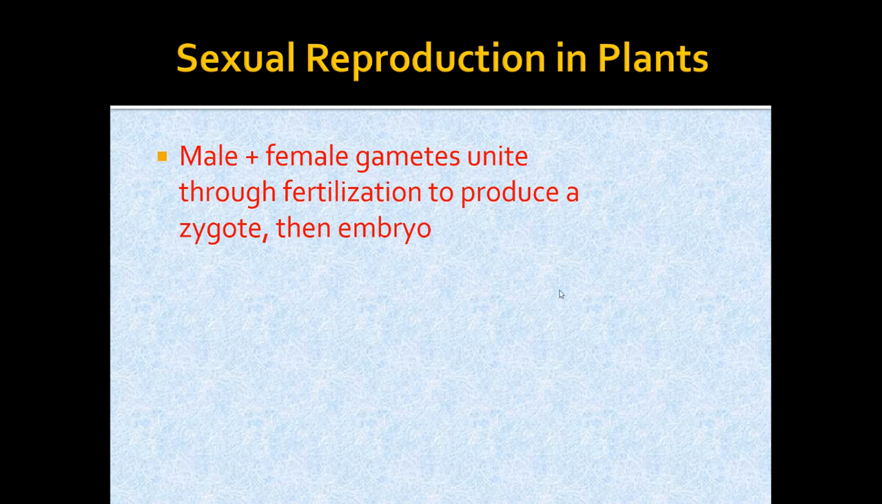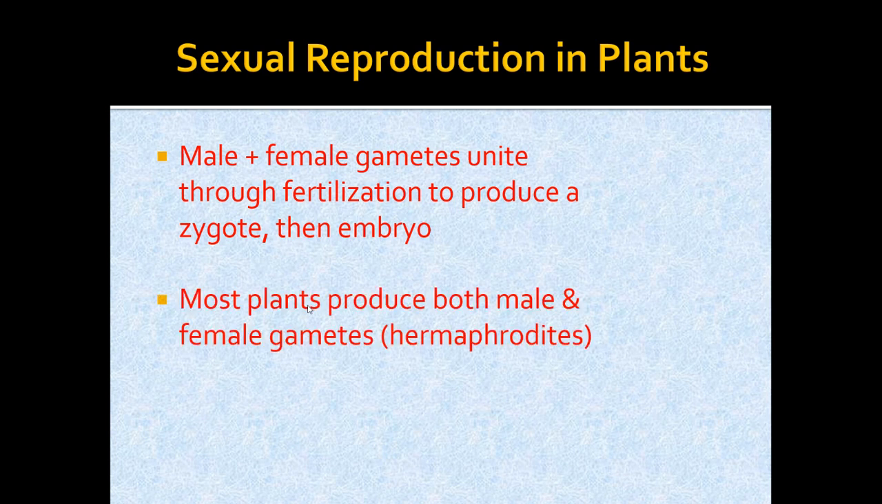For sexual reproduction in plants, the male and female gametes unite through fertilization to produce a zygote, pretty much the same as in animals. Most plants produce both male and female gametes, meaning in their structure, for a certain flower, it has a male and female part. Organisms that have both male and female gametes are called hermaphrodites.